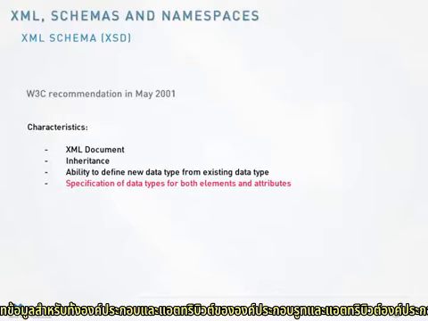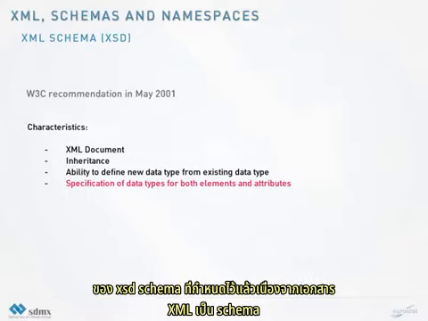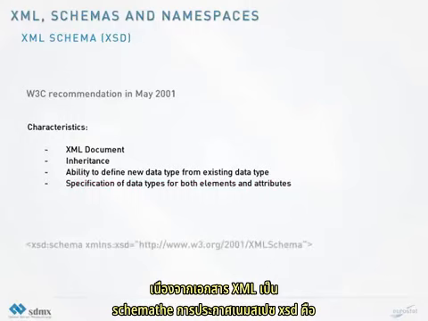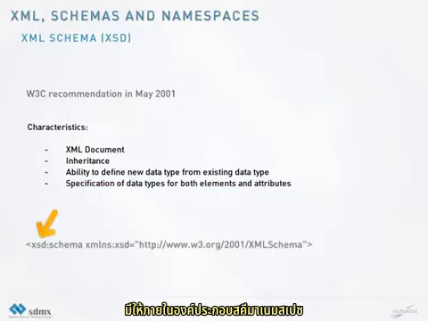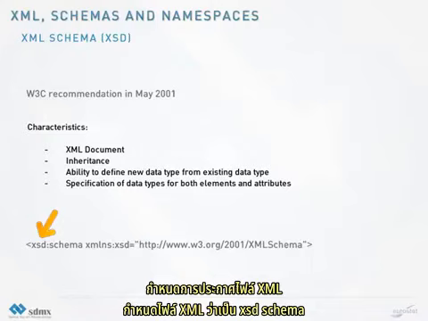The root element of an XSD schema, already defined as an XML document, is schema. The XSD namespace declaration is provided inside the schema element. The namespace declaration defines the XML file as being an XSD schema.